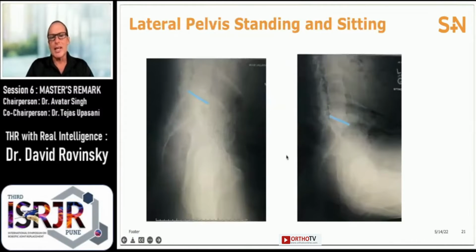But we also get a lateral of the pelvis standing and seated, and we measure the sacral slope. And we're really curious about the change in sacral slope between standing and sitting. And this patient is really stuck in a seated position with less than 10 degrees of motion.